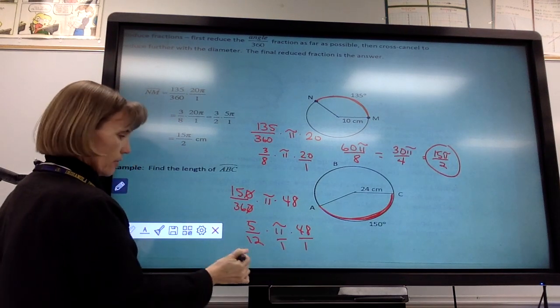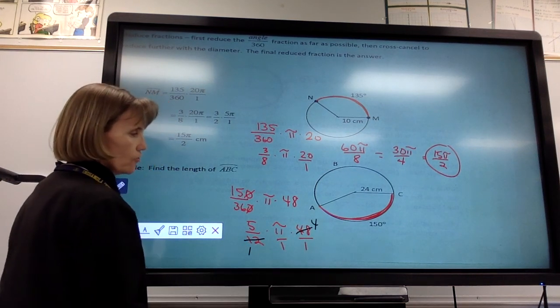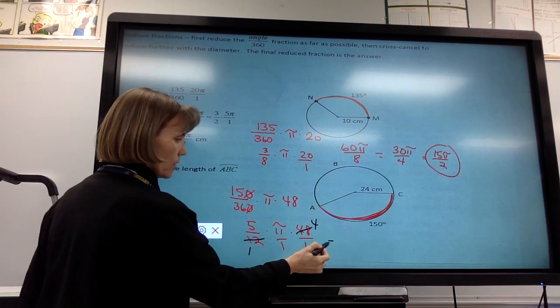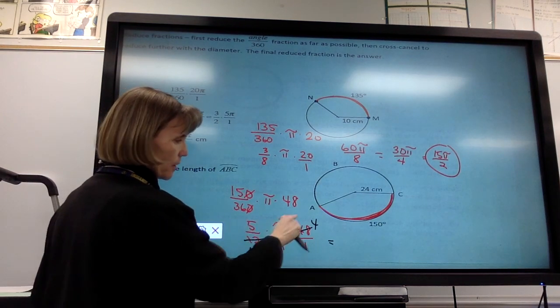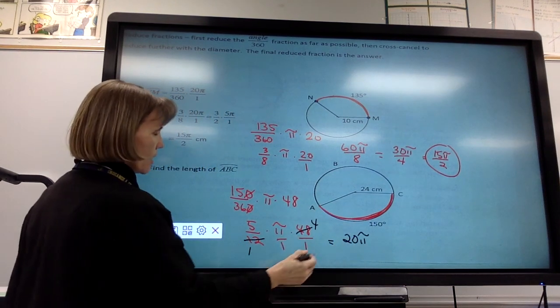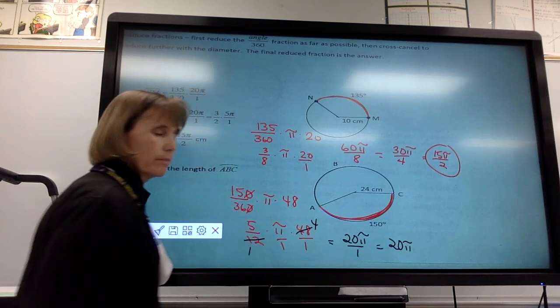Or I can see right now that 12 is going to go into itself once, and then it's going to go into 48 4 times. So I can reduce before I multiply. Now when I multiply straight across, I get 5 times pi times 4, which is 20 pi. And then I have 1s on the bottom, so that's just going to be 20 pi.